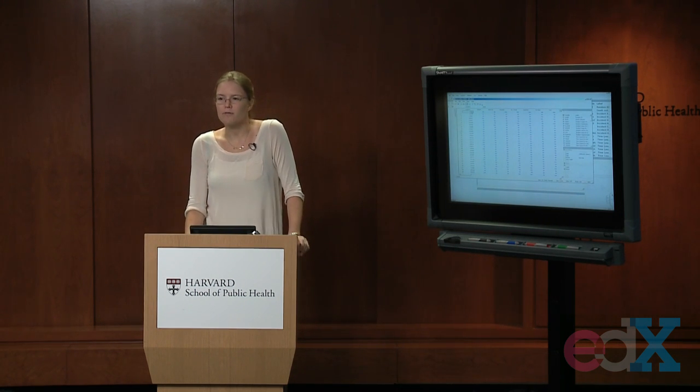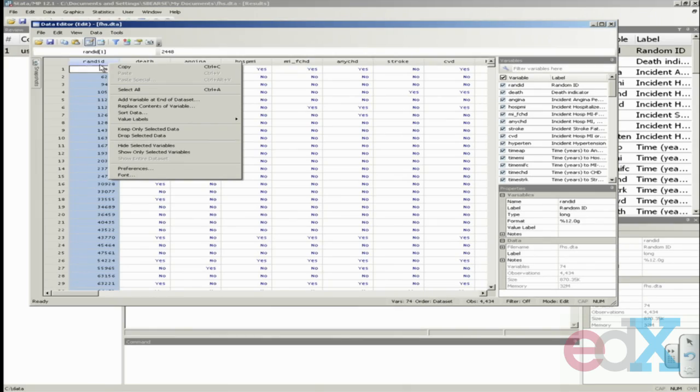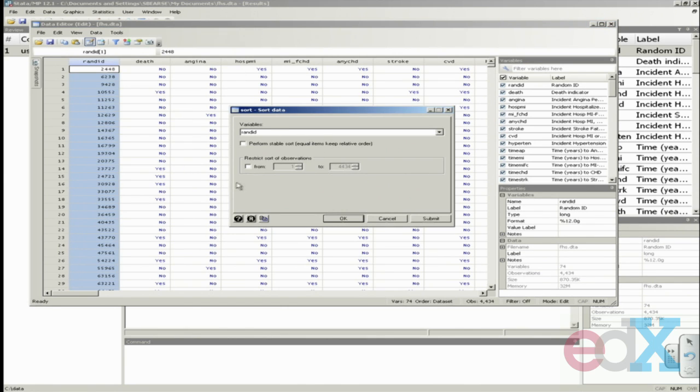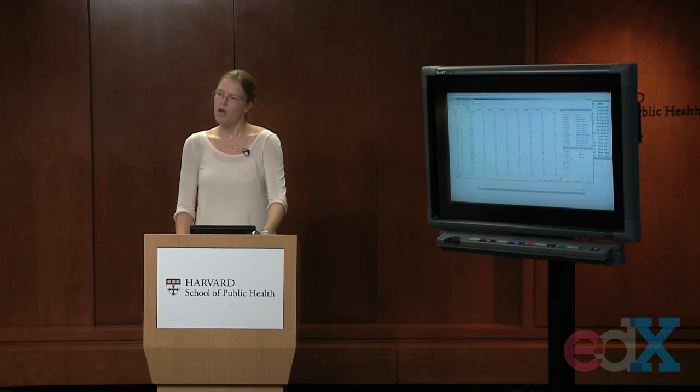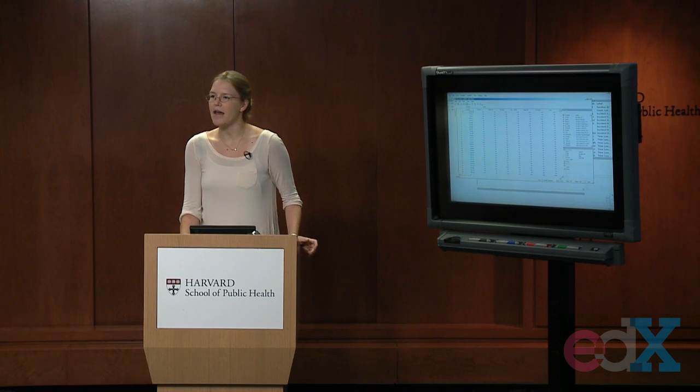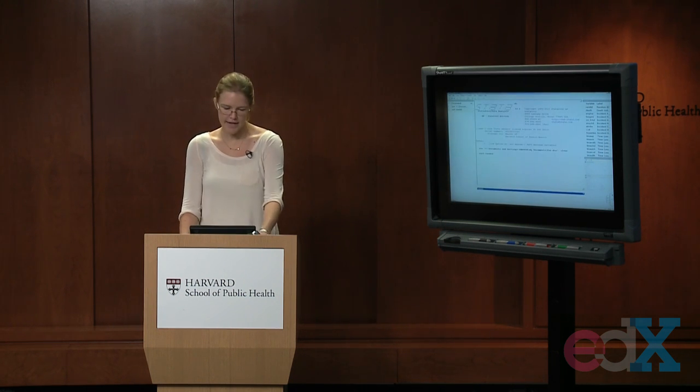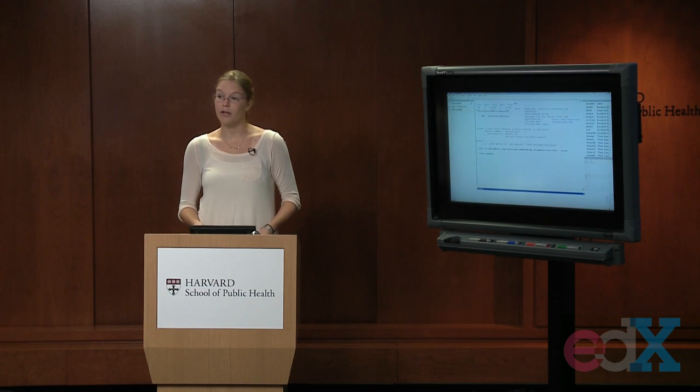Another thing that's very useful in practice is the ability to sort your data set. So again, if I wanted to sort based on the random ID variable, I would right-click on random ID. I would go down in this list, and I would click on Sort Data. And I want to sort on random ID and hit OK. And you'll now see that my data set is sorted with respect to this random ID variable. So that's one of those things that will be very useful in practice. All right, so we've briefly explored the data editor. You can close out of that now and go back to your Stata window.